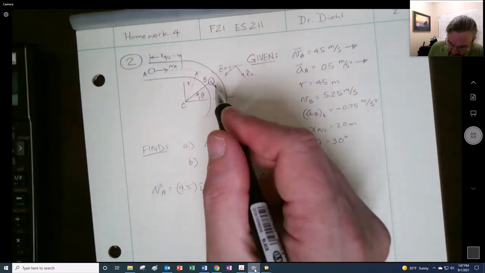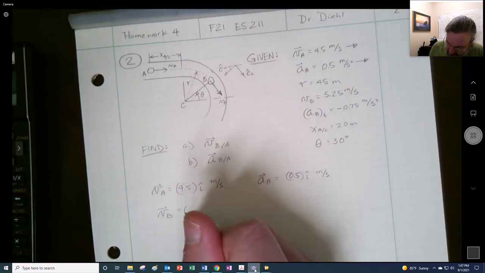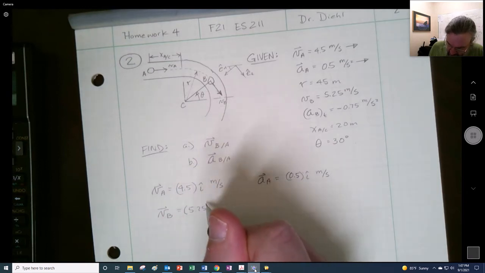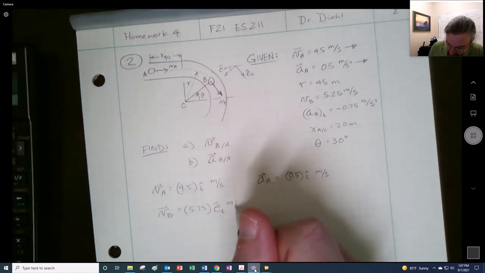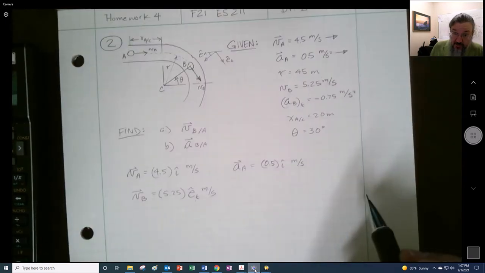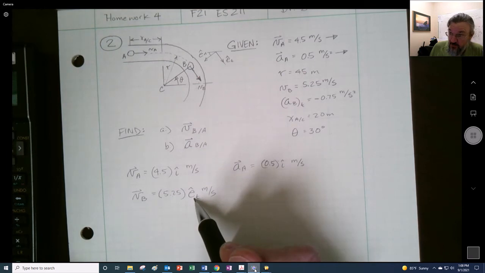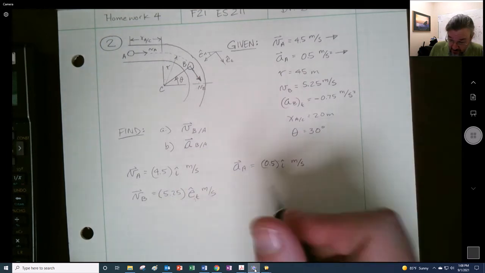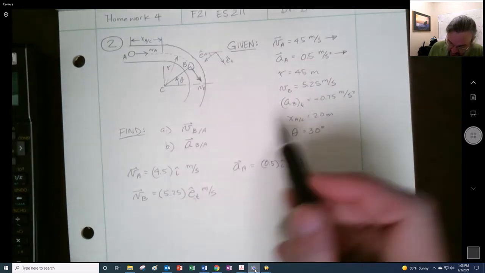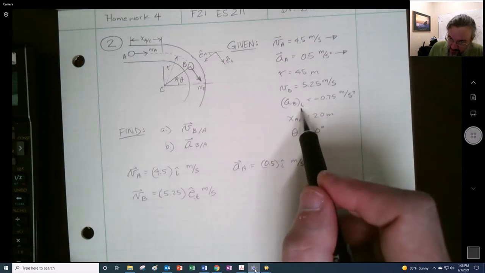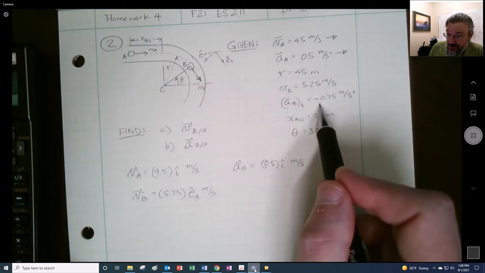So in terms of VB, it's going to be a positive 5.25 et meters per second. Remember, velocity is always tangent to the path. By definition, the speed times the tangential unit vector is the velocity of B. The acceleration of B, but now we have to be careful here. I wrote down that they told us it was decreasing in speed. That's the tangential component, so it's going to be negative.